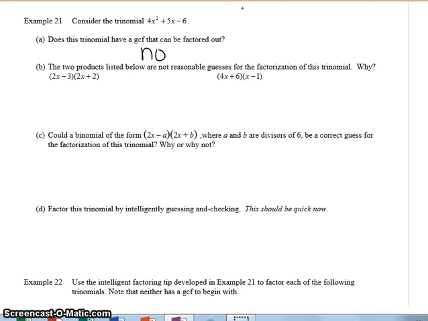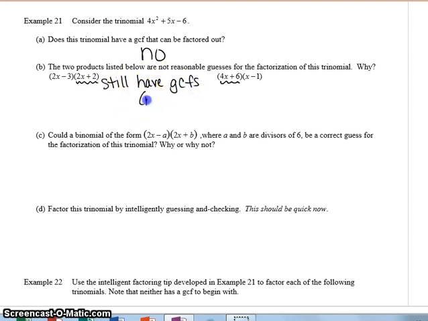Part B, the two products listed below are not reasonable guesses for the factorization of this trinomial. Why? All right, well, the reason it's not is because these still can be reduced, okay? So those two binomials still have GCFs, which means they can still be reduced. That's why you know that it's not a reasonable factorization.